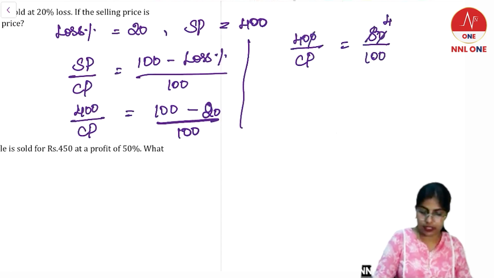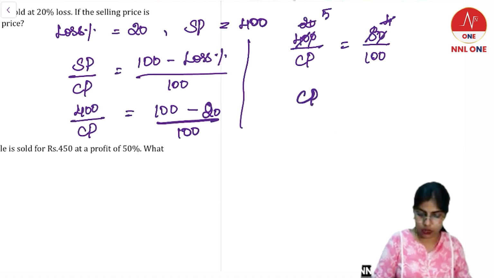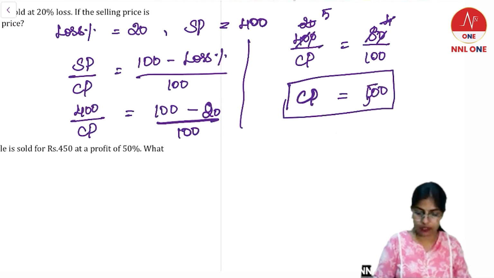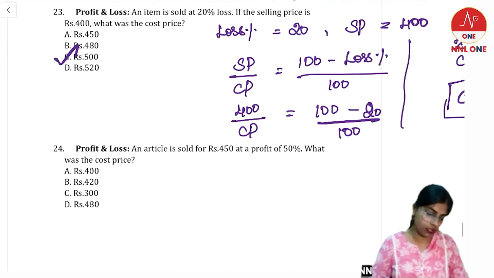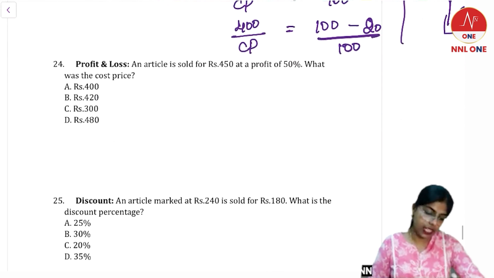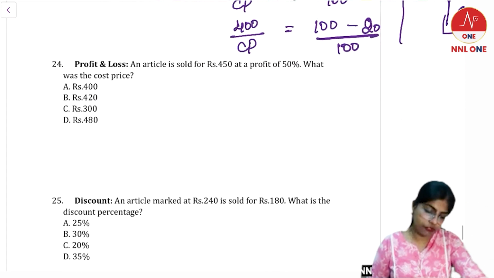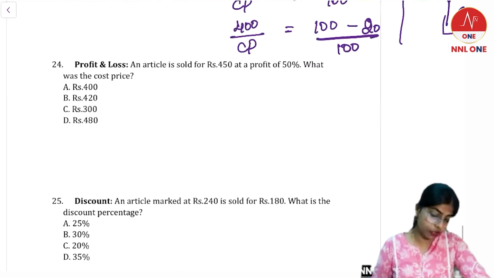2 4s are 8. 2 2s are 4. 0. 4 into 5 is 20. By doing cross multiply, the cost price of the article is 500. 5 into 100, it is 500. Right? Next, an article is sold for 450 rupees at a profit of 50%.